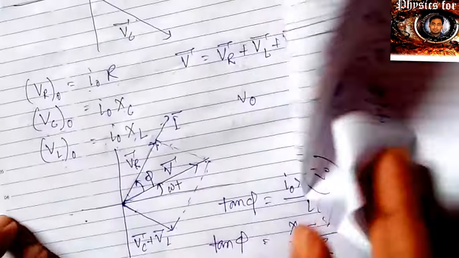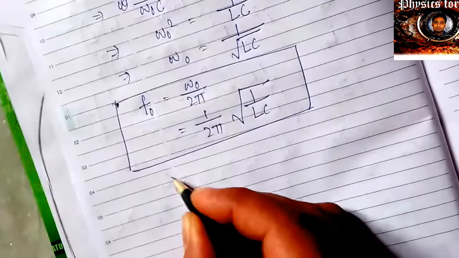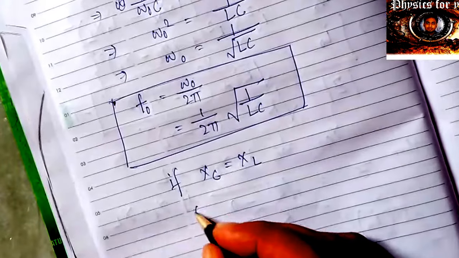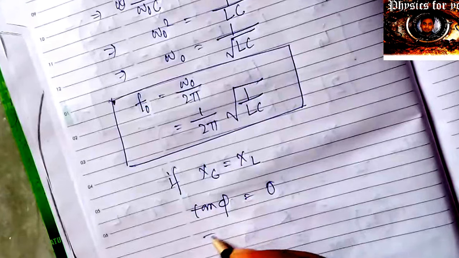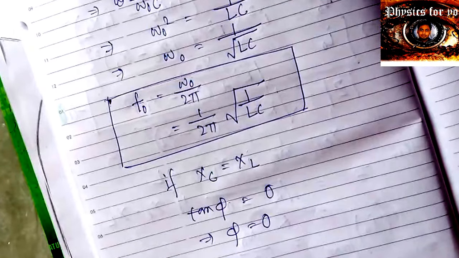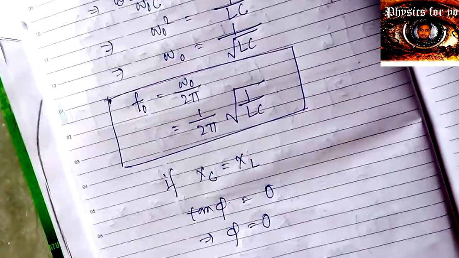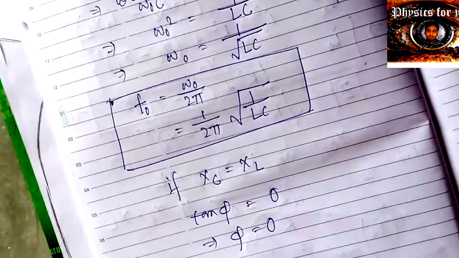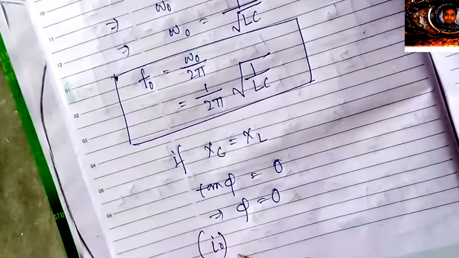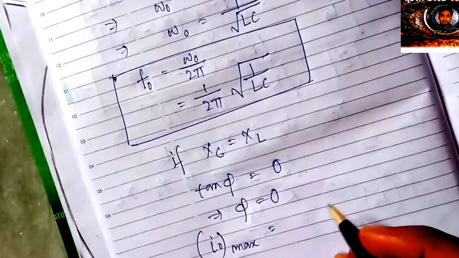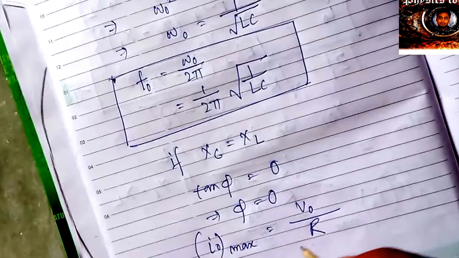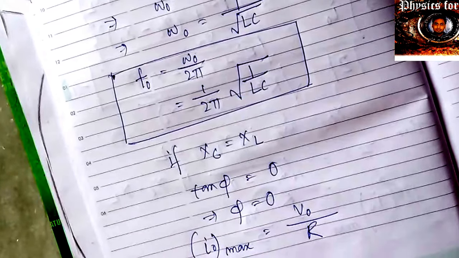So if XC equal to XL, that is at resonance, tan phi equal to 0, which implies phi equal to 0. So there is no phase difference between the current and voltage at resonance. The phase difference between the voltage and current is 0, and the current at resonance is given by I0 max equal to V0 by R. Only V0 by R. Okay.